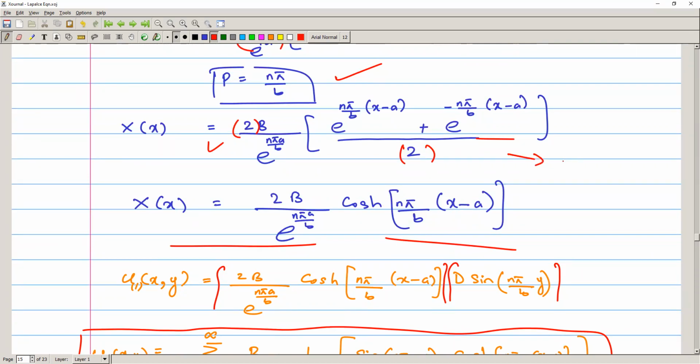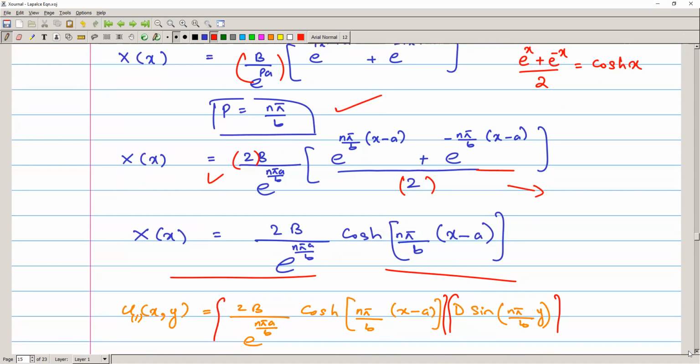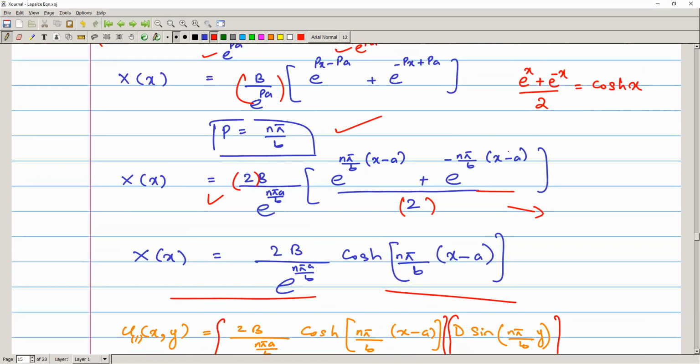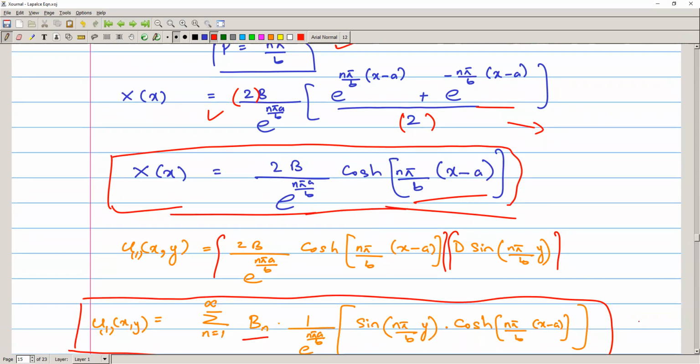This will be converted into a hyperbolic function because we know that e to the power x plus e to the power negative x, divided by 2, equals cosine hyperbolic x, right? So we have the angle here, that is, instead of x, it's n pi over b times x minus a. So here we can see that this is the angle, right? So now we have the solution for x in this manner, and now we will multiply it by y, that is d sine n pi y over b, right?